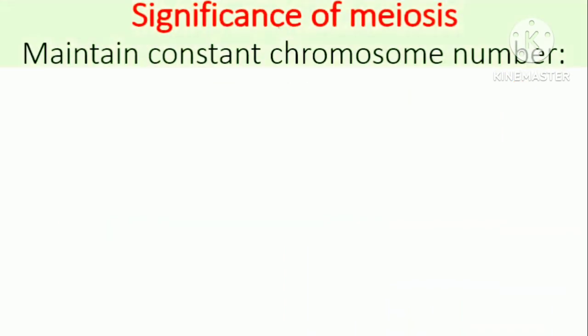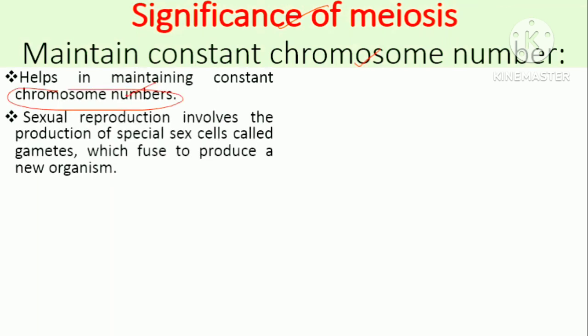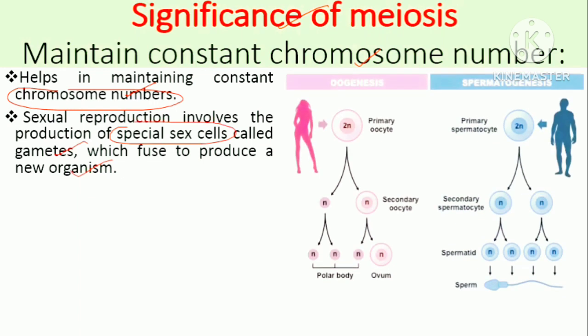Next comes significance of meiosis. So the first significance is maintenance of constant chromosome number. It helps in maintaining constant chromosome numbers in an organism. Sexual reproduction involves the production of special sex cells called gametes, which fuse to produce a new organism. So the formation of these gametes occurs with the help of this reductional division, that is meiosis.